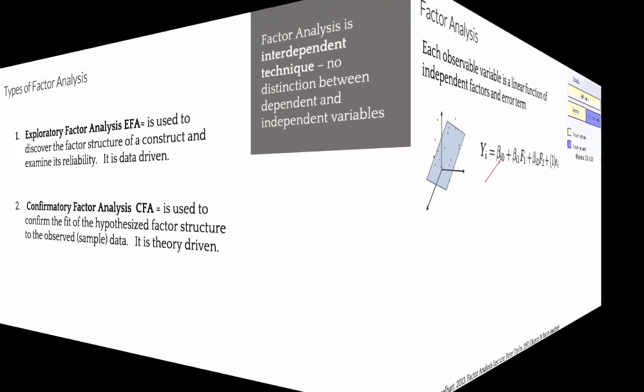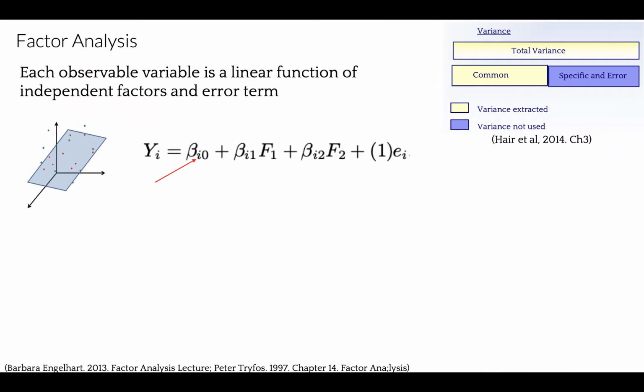It is theory-driven. Factor analysis models the variability by projection from a high-dimensional space to a low-dimensional space, for example, from 3D to 2D. Each observable variable is a linear function of independent factors and error terms. The parameters beta are referred to as loadings. For example, beta 1 is called the loading of variable yi on factor f1.